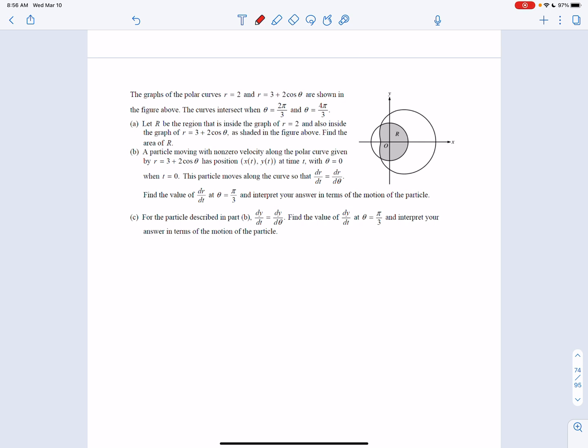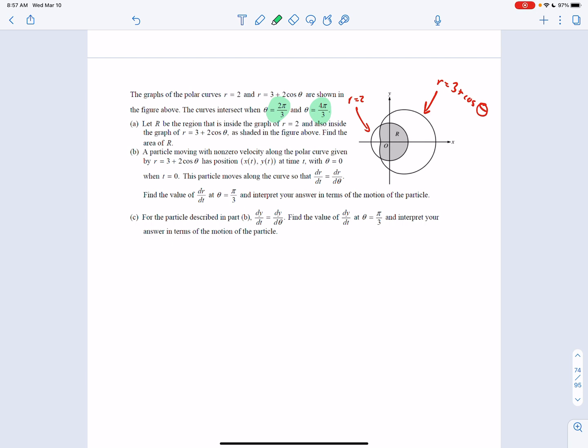So here, notice how we already have the picture, so there's no need to put your calculator in polar form. You could just keep it under function there, okay? So r equals 2, r equals 3 plus 2 cosine theta. r equals 2 is definitely that circle right there, and this cardioid right here is r equals 3 plus 2 cosine theta. They tell me where they intersect, which is 2 pi over 3 and 4 pi over 3. We'll talk a little bit about that.